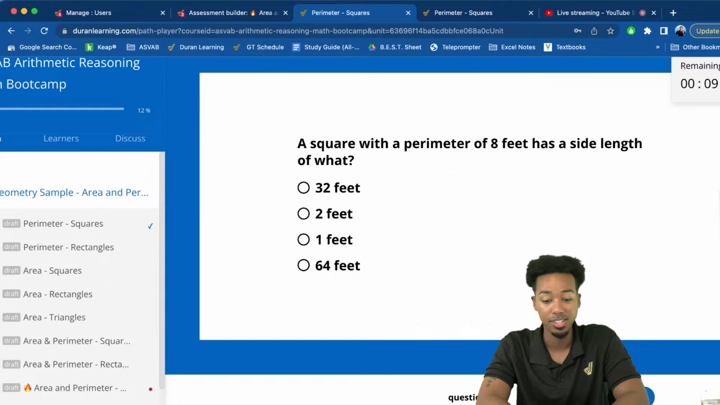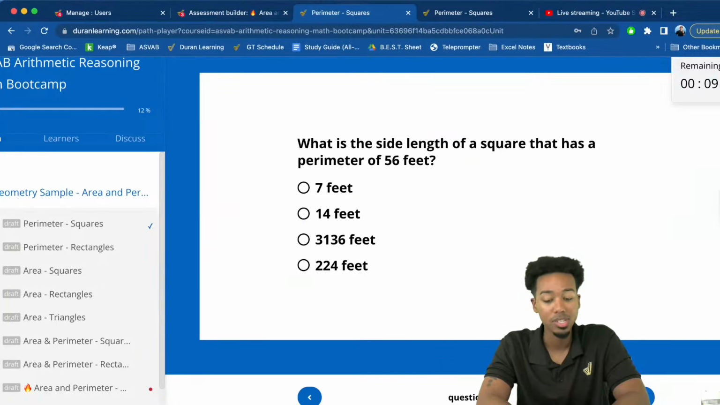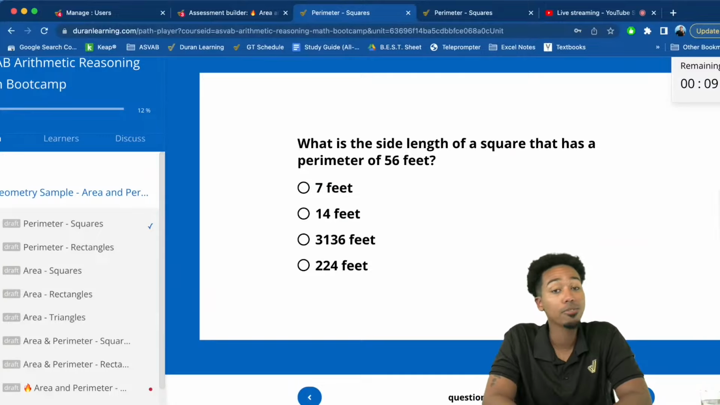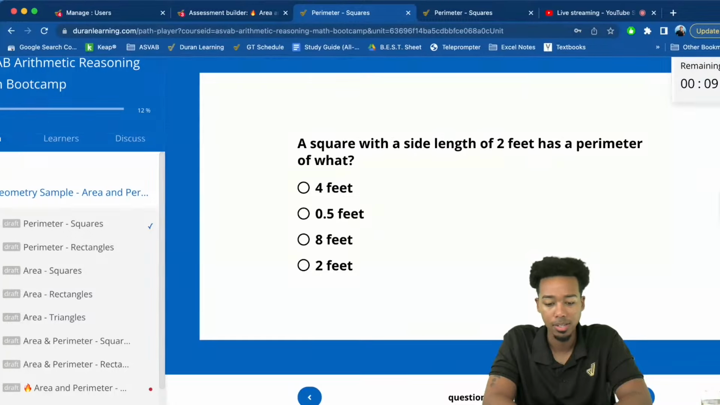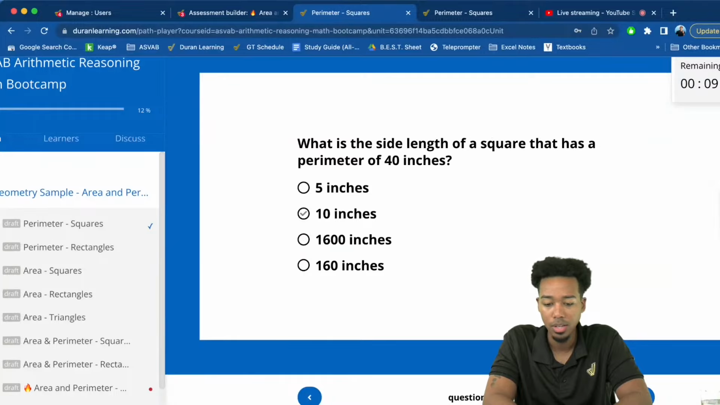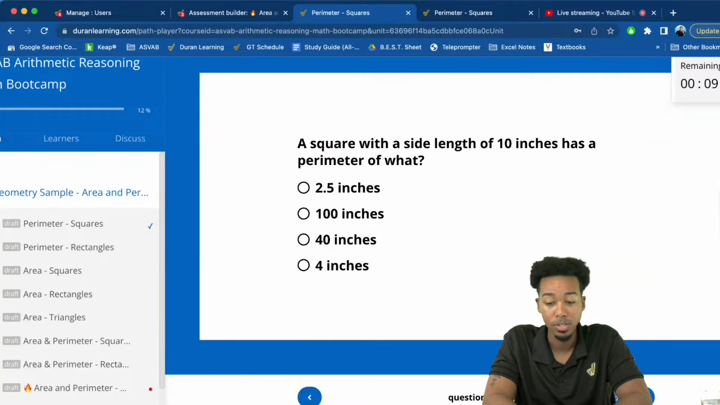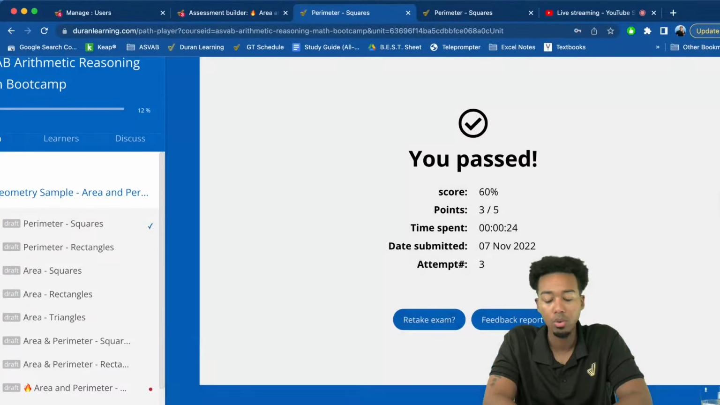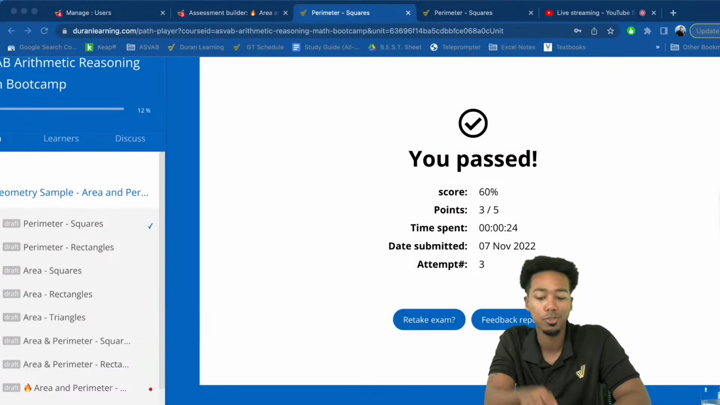A square with a perimeter of 8 has a side of what? A side length of a square. What is the side of a square that has a perimeter of 56? Exactly. And you're going to be able to go through this nice and easy. Perimeter of 8. And you keep trying over and over and over again. You do your thing until you know that you got this down. And then great, cool. Got 3 out of 5 this time. Got to try again.